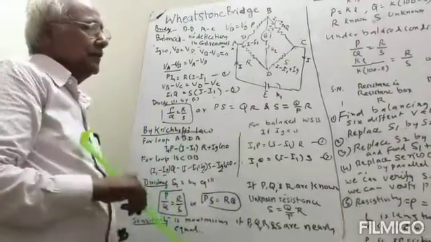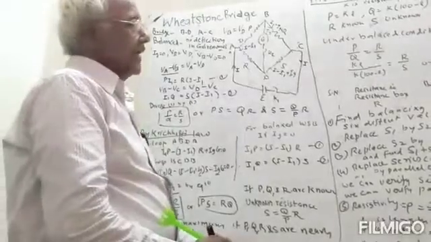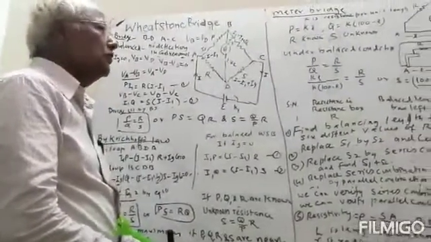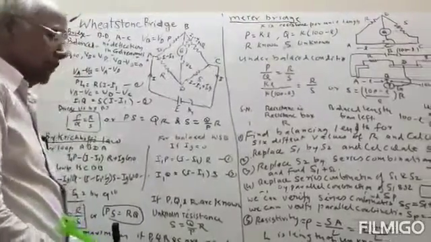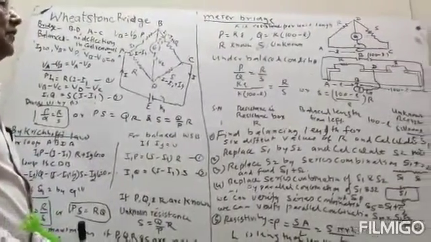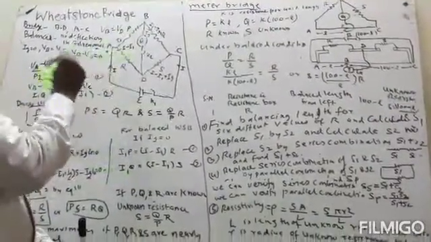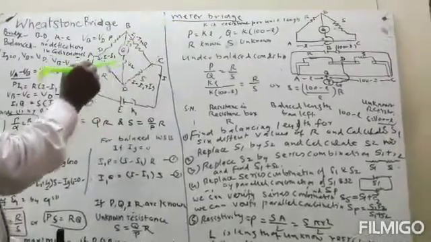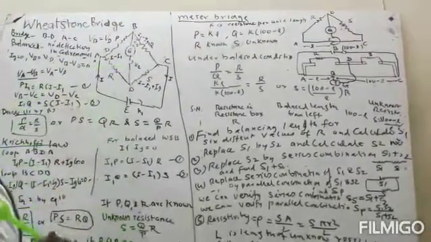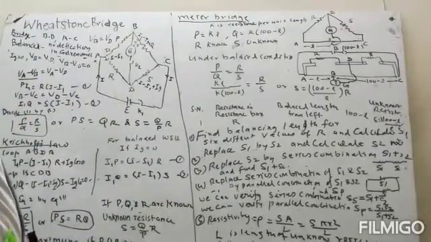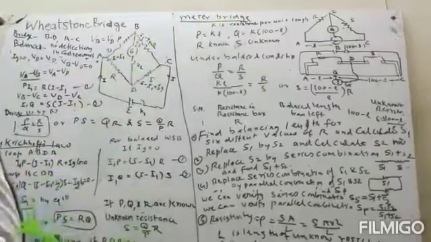Now in the Wheatstone bridge we will have two types of experiments. One is the post office box and another is the meter bridge. The post office box is not in your course, but the meter bridge is in your course. So we will apply the meter bridge. So now what is the meter bridge?